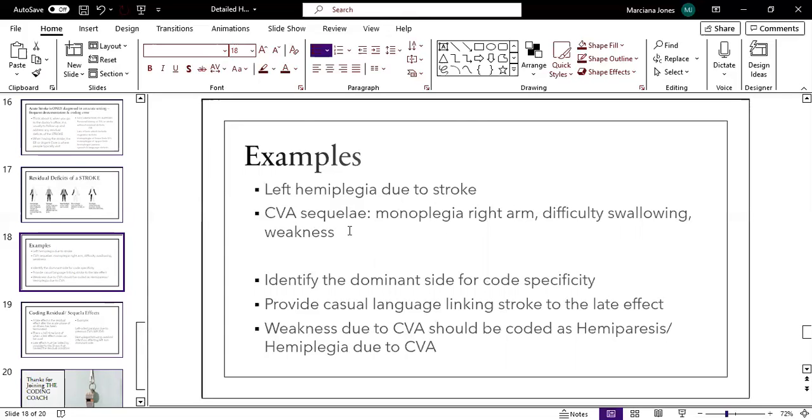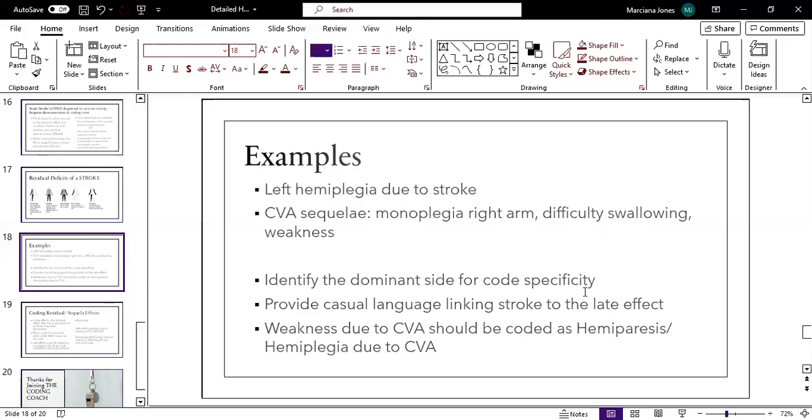CVA, sequela, and if you're not sure what sequela is, we'll go over that a little in a few more slides. CVA, sequela, monoplegia, right arm, difficulty swallowing, or weakness. These are our late residual effects. So these three here are going to be very important to identify the dominant side for the code specificity.